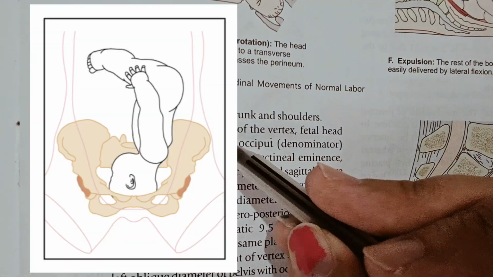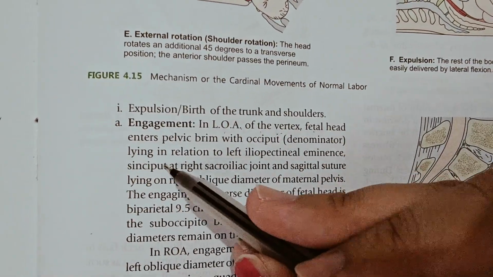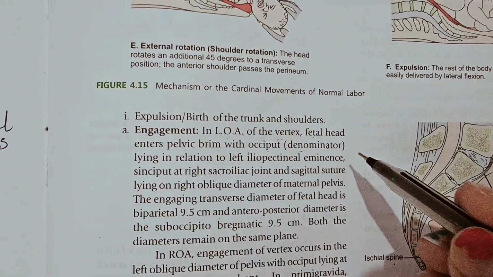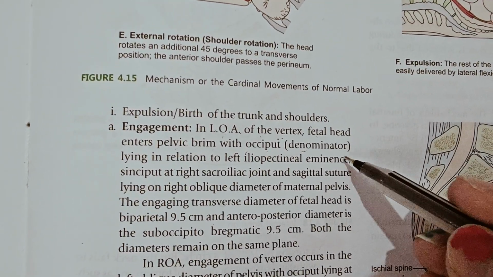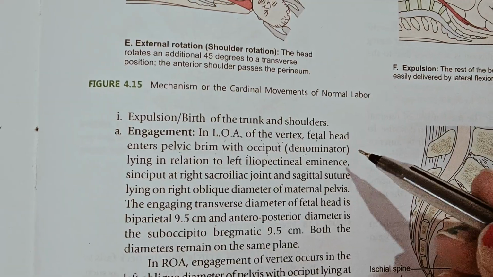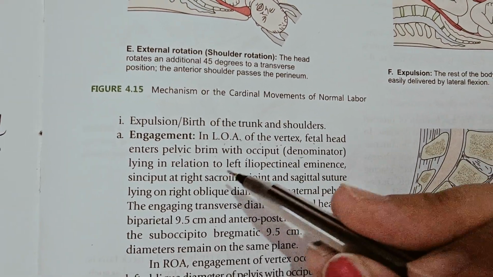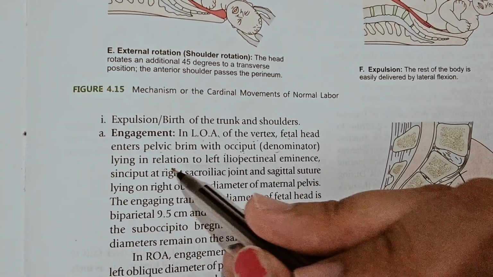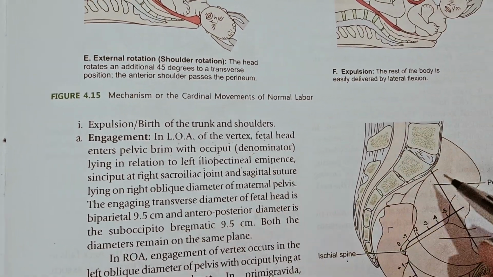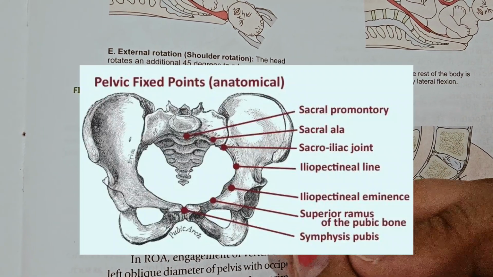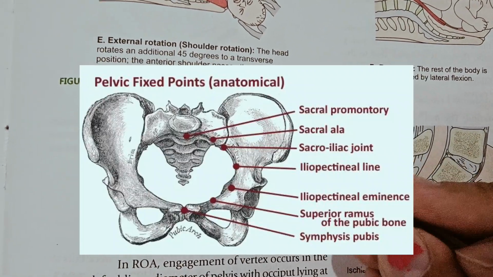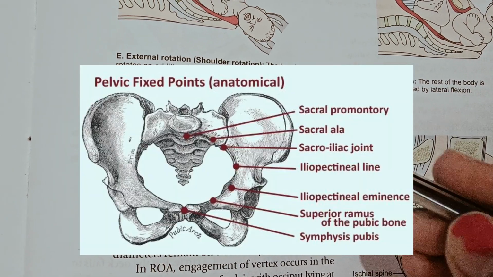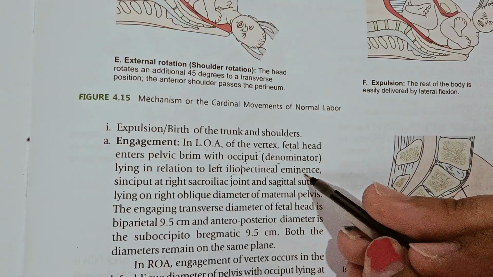So what happens in left occiput anterior of the vertex: the fetal head enters the pelvic brim with the occiput as denominator, meaning the margin area. It is an arbitrary bony point which shows the relationship between the maternal pelvis and the presenting part. So what is the denominator? First is the occiput. Now it lies in relation to the left iliopectineal eminence, that margin area between the ilium and the pectineal line. These are the marginal cardinal areas of the pelvic inlet. If you have learned the maternal pelvis, then you know this iliopectineal eminence.